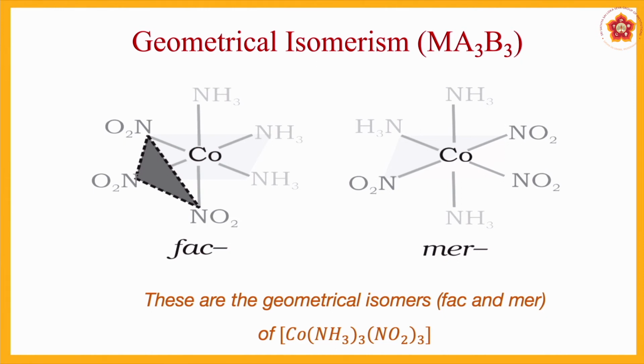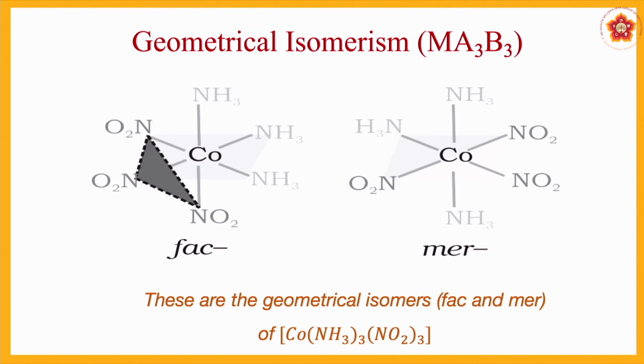What is the difference that you are seeing in these two? In the FAC isomer, the ligands are present along one direction or on one side, whereas in the MER isomer, you are able to see that one NH3 is at the top, another NH3 is at the bottom, and the third NH3 is actually on the plane. Such systems where the ligands are present on either side of the plane, we call MER isomers. And if these ligands are present on the same side of the plane, on one side of the octahedral system, we call them FAC isomers.